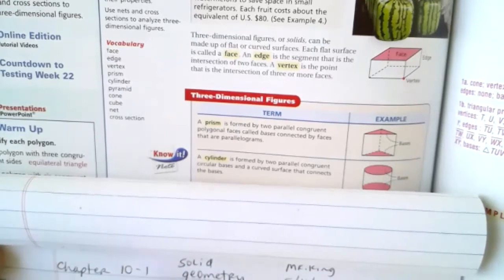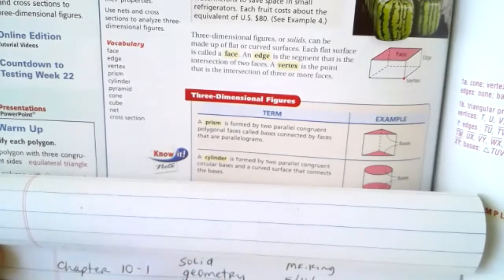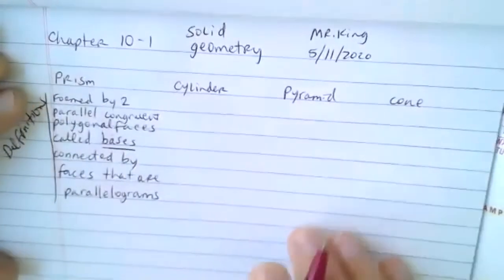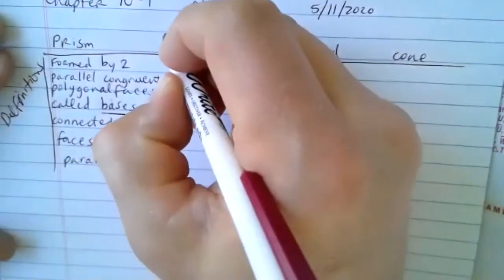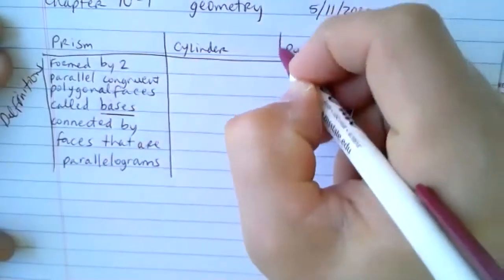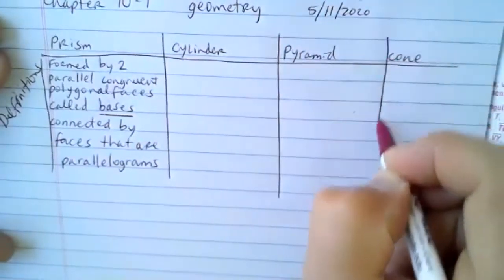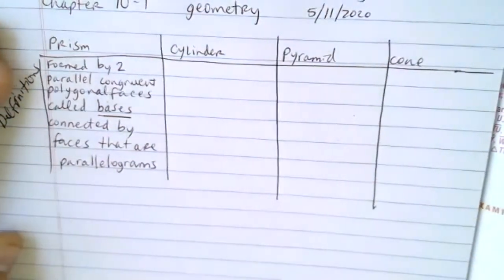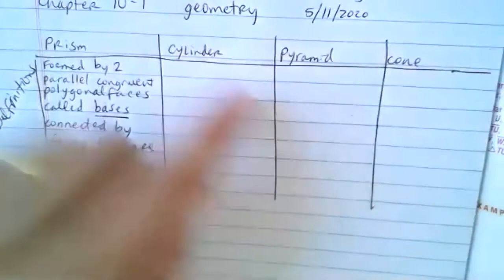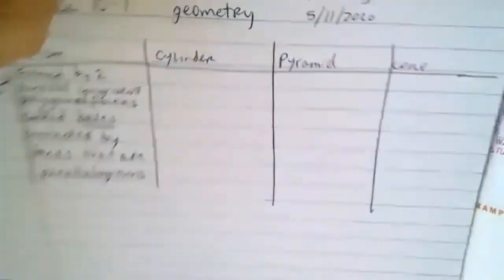All right, so we're going to put the definitions here. I want to show you what's going on, so I'm going to break this down. We've got a prism definition here. We're going to have a cylinder definition here, pyramid definition here, and then the cone definition is going to be off to the side. I don't know how long these definitions are, but we'll draw off the line when we get through here.